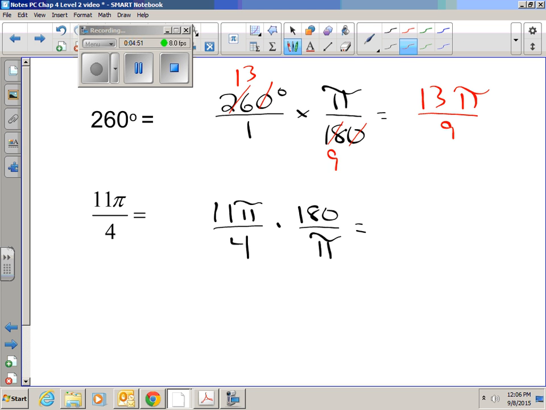Okay, 11 pi over 4 radians. We're going to write those in degrees. We write the fraction first. Let's cancel my pi's. 4 and 180 can cancel to become 45. It looks like I have 11 times 45, which is 450 plus 45, so 495 degrees.